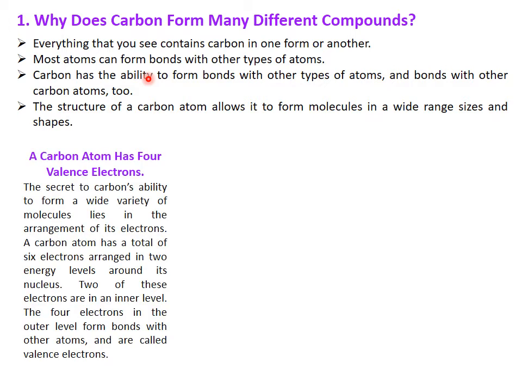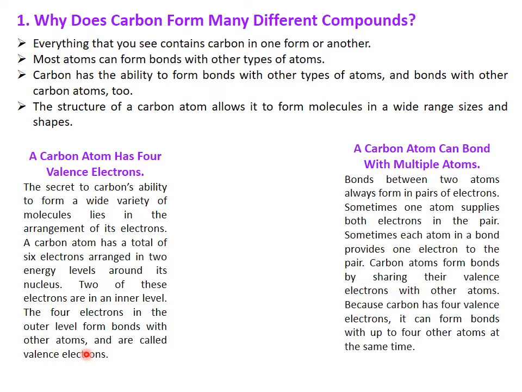So first, a carbon atom has 4 valence electrons. The secret to carbon's ability to form a wide variety of molecules lies in the arrangement of its electrons. A carbon atom has a total of 6 electrons arranged in 2 energy levels around its nucleus. 2 of these electrons are in an inner level. The 4 electrons in the outer level form bonds with other atoms and are called valence electrons.